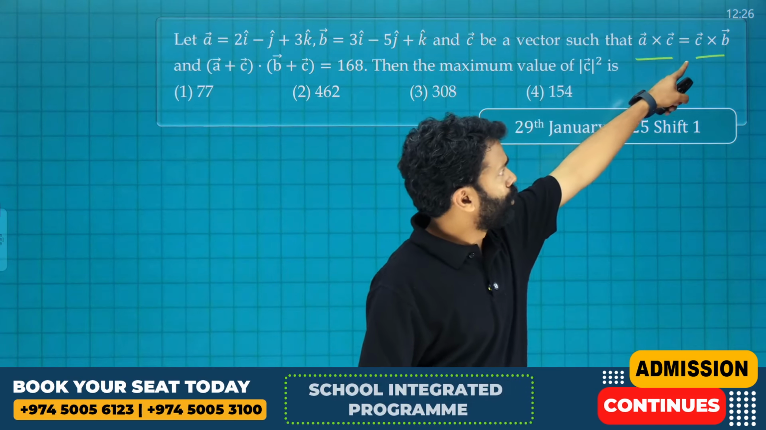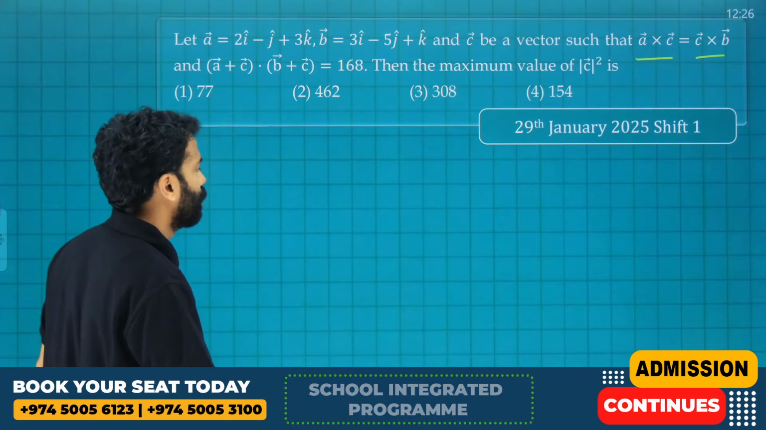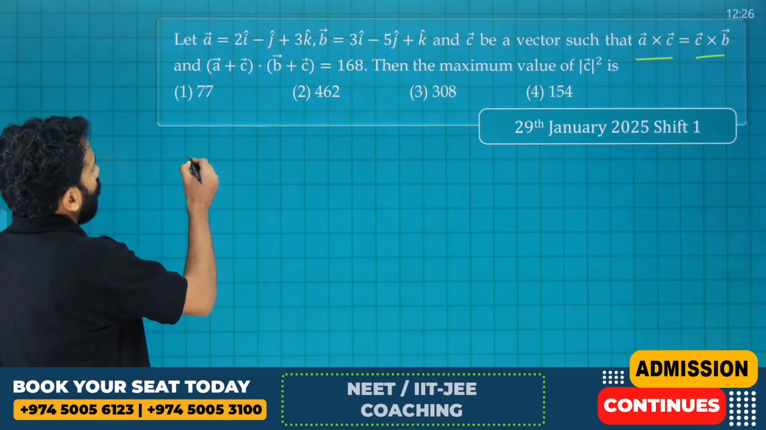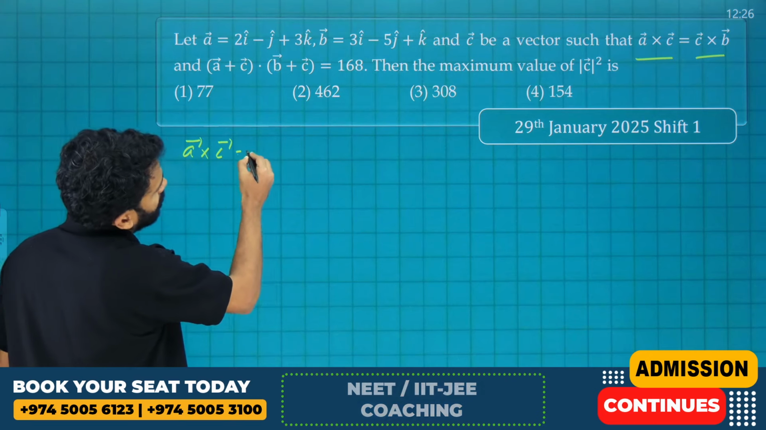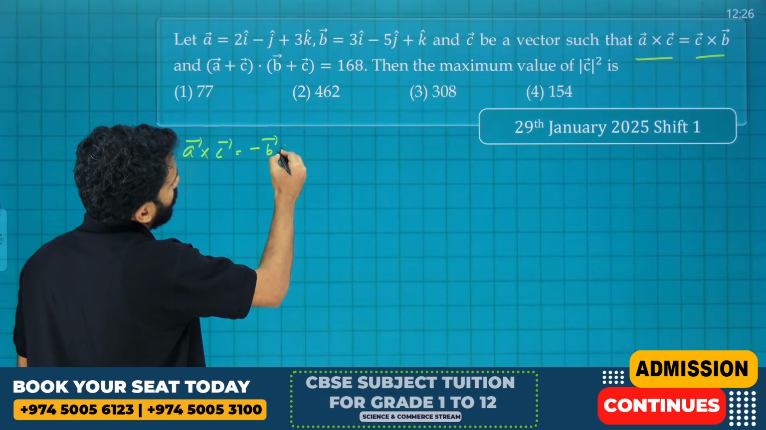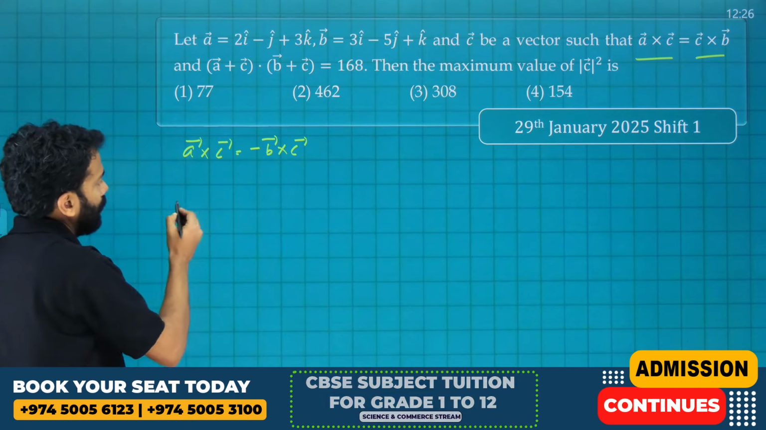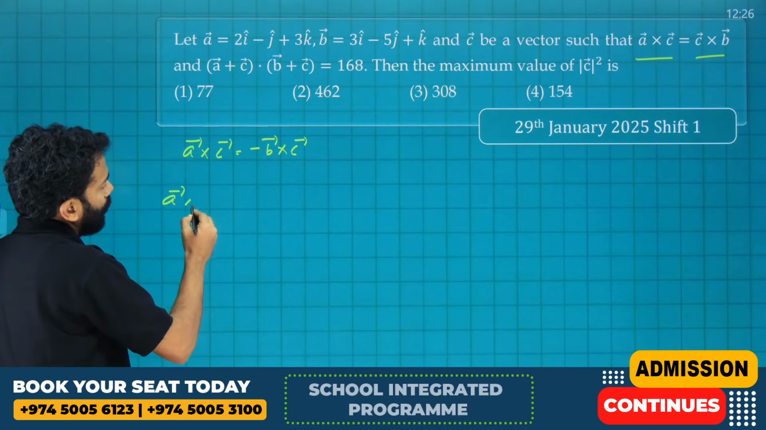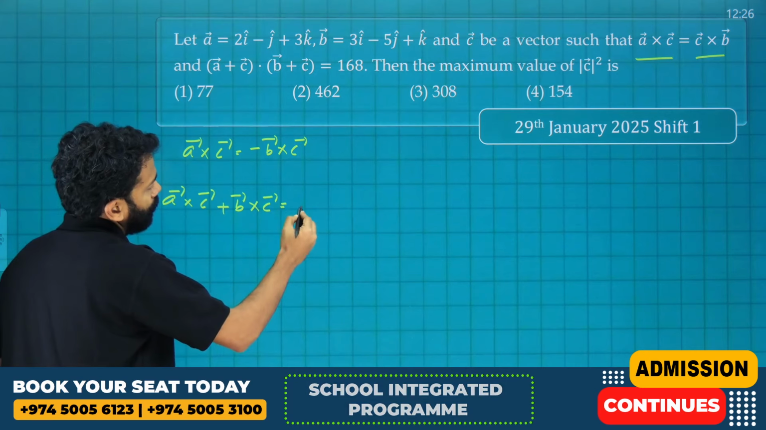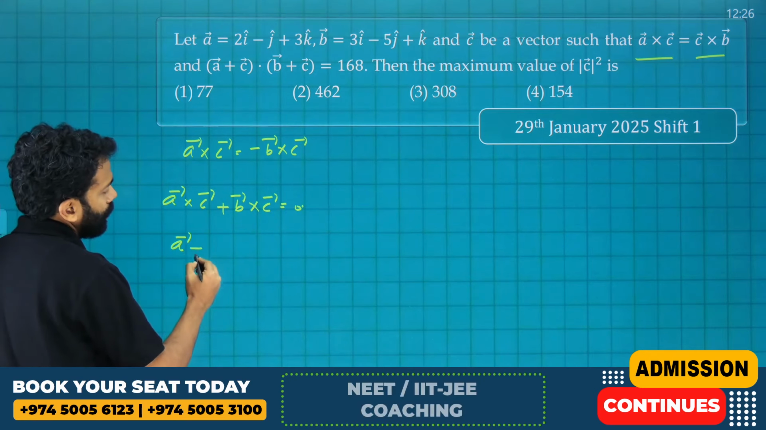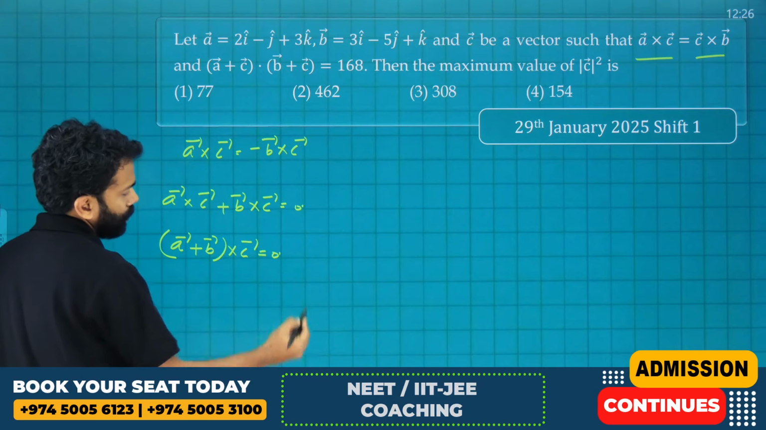Therefore, I am transforming this vector C as the second vector using properties of cross product. Therefore, it will be vector A cross vector C is equal to minus vector B cross vector C. Therefore, after transferring this to the right hand side, it will be vector A cross vector C plus vector B cross vector C is equal to 0. That is, (vector A plus vector B) cross vector C is equal to 0.